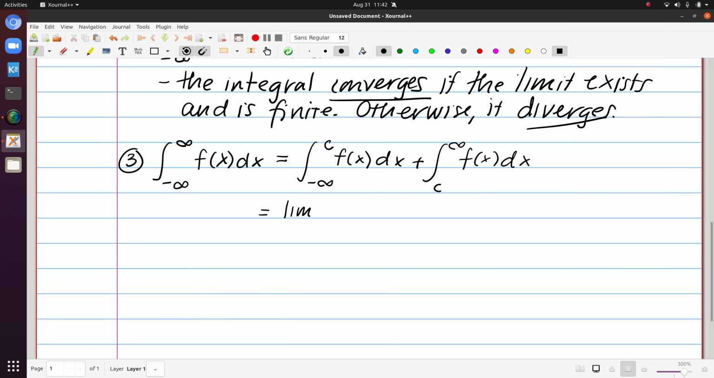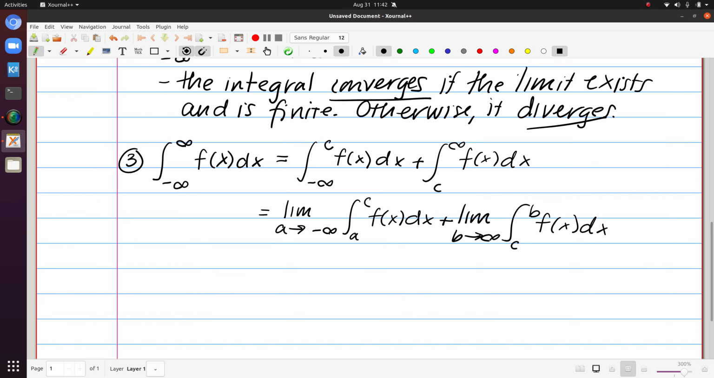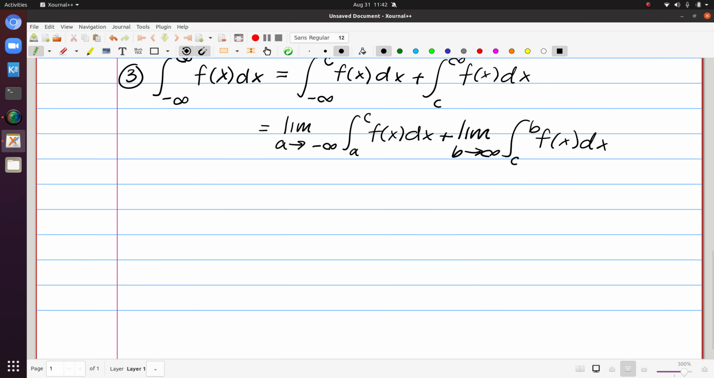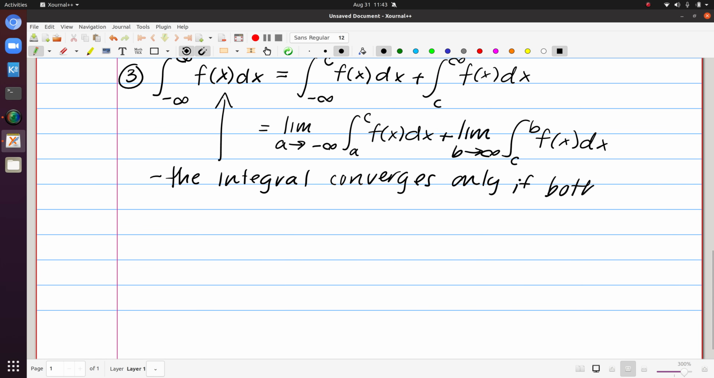So this first one we would express as the limit as a approaches minus infinity of the integral from a to c. And then we could tack onto that the limit as b approaches positive infinity of the integral from c to b. Now here, we have to be a little bit careful. We have these two different improper integrals involved. So when we're talking about the original integral, just to be clear, when I say the integral here, I mean this one. The integral converges only if both integrals on the right converge.